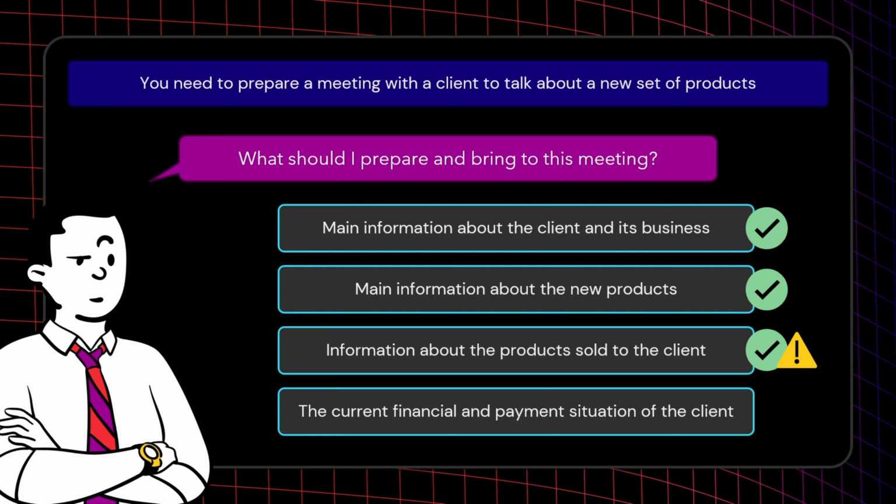And finally, the current financial and payment situation of the client. And it's also a bit of a no, but with another step back, because this is not really a financial meeting, right? We want to present products. So yes, it might be important for us to know if this client has overdue payments, or something like that, but that is more for our relationship with the company and for us as salesmen, not for this meeting specifically, because we don't want to point fingers at the client when we are presenting new products, right?